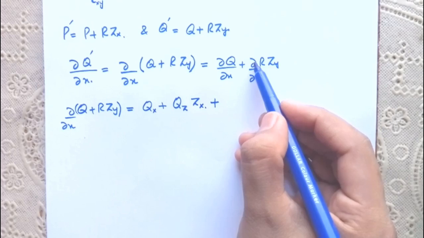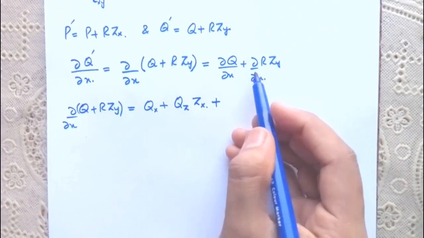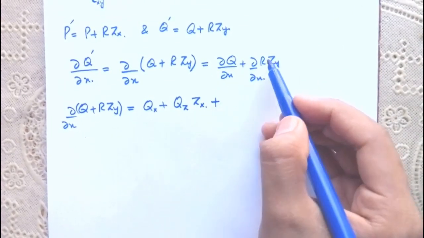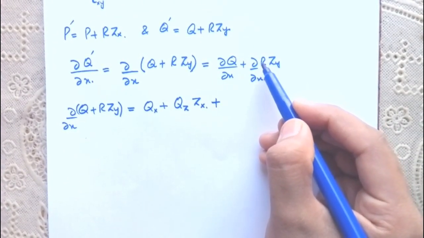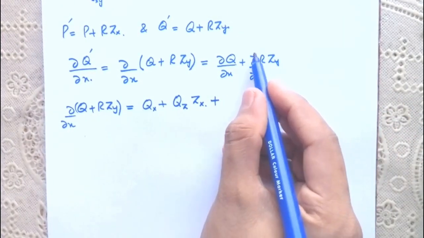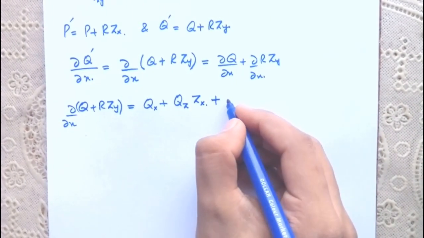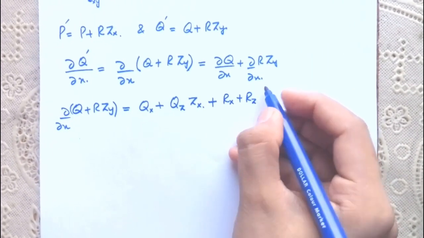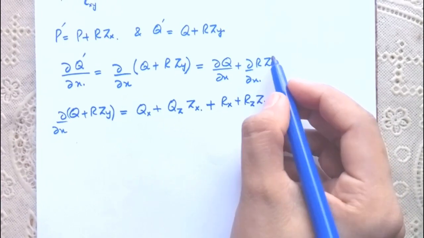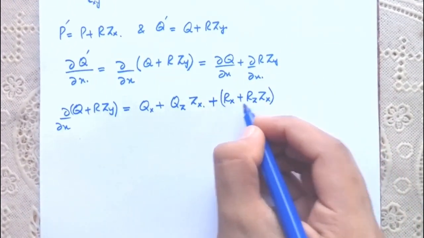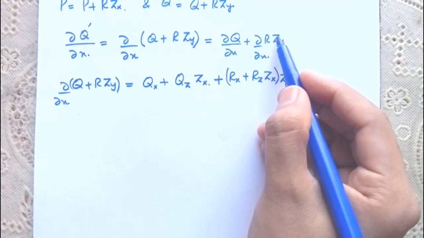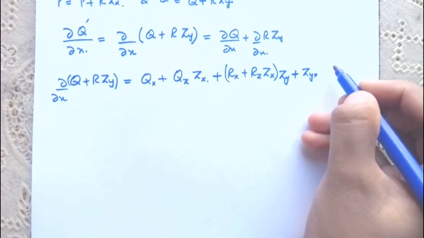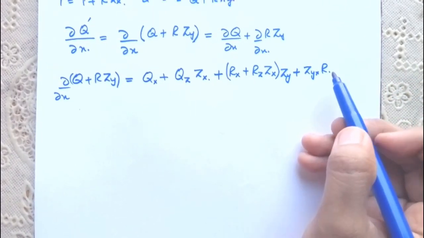So first, partial of r with respect to x is the same as partial of q with respect to x, meaning r is also a function of three variables x, y and z. So its partial derivative will be rx plus rz zx, and zy same, plus now the derivative of zy with respect to x is equal to zyx, and r same, right.